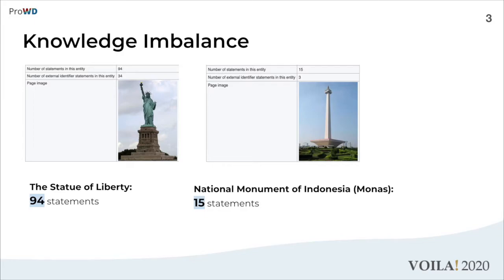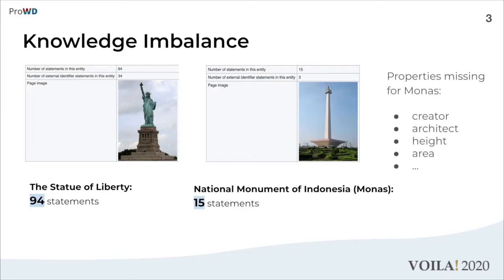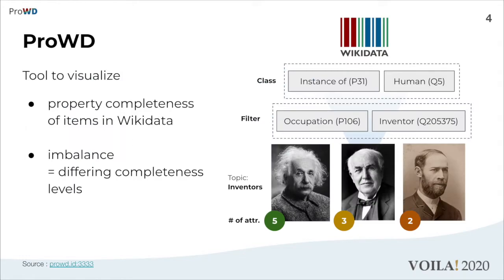And the interesting thing here is that the properties that are missing from Monas, though they exist in the Statue of Liberty, are properties about its creator, architect, height, and area, which definitely exist in real life, though simply not yet stored in Wikidata. And from this small example, we can see that an imbalance really does exist. And this is just a small example which can happen on a much larger scale in Wikidata. Now, where does PROUD come into all of this?